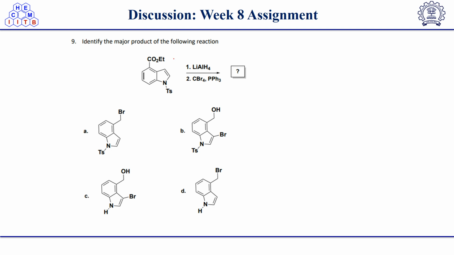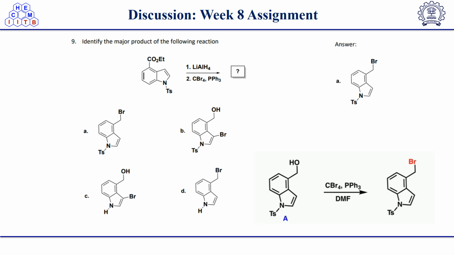So here, as we know, first what is happening is that lithium aluminum hydride is capable of reducing this ester into alcohol. So here CH2OH will be coming. Then the Appel reaction will happen, and that hydroxyl group will be replaced by the bromine from the CBr4, which is helped by PPh3, which can coordinate with the hydroxyl group, and we will get this hydroxyl group replaced with bromine. So the correct answer will be which one? Option A or option D?